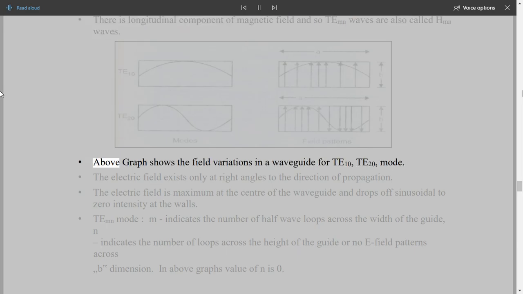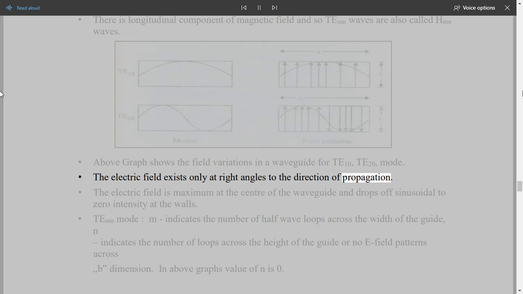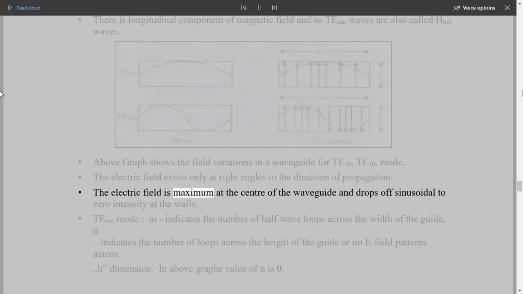The above graph shows the field variations in a waveguide for TE10, TE20 mode. The electric field exists only at right angles to the direction of propagation. The electric field is maximum at the center of the waveguide, and drops off sinusoidally to zero intensity at the walls.